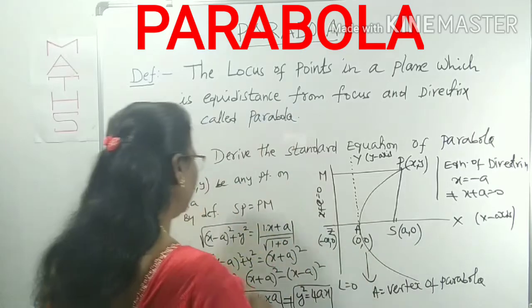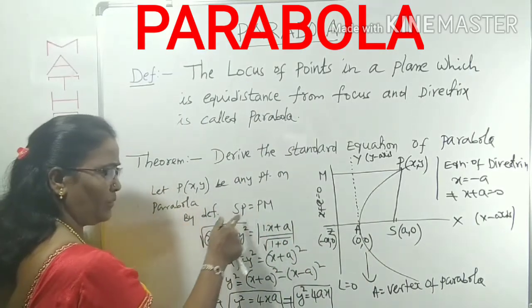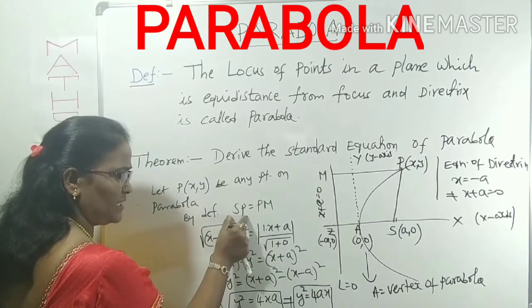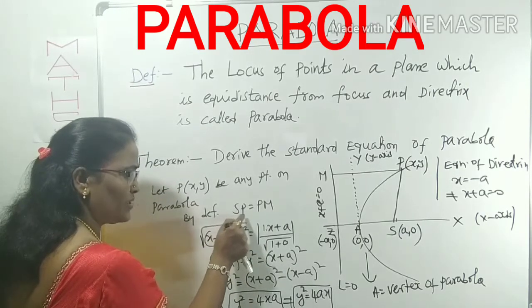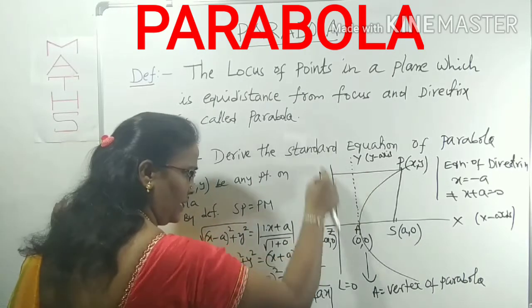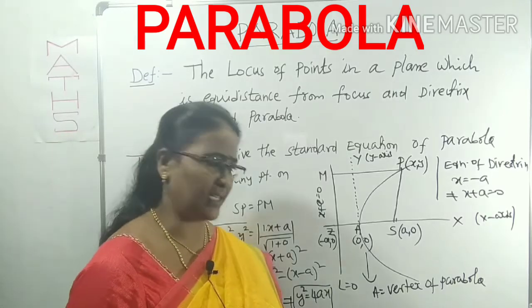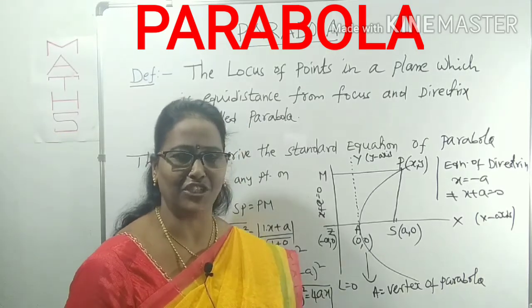After that, we have to take the general point on the parabola. Then finally, we can use the definition of the parabola. SP is equal to PM. Here SP is the distance from focus to the general point P, and PM is the perpendicular from the point to the directrix. By this, we can get the simplification. Y square is equal to 4ax. This is simply the standard equation of parabola.